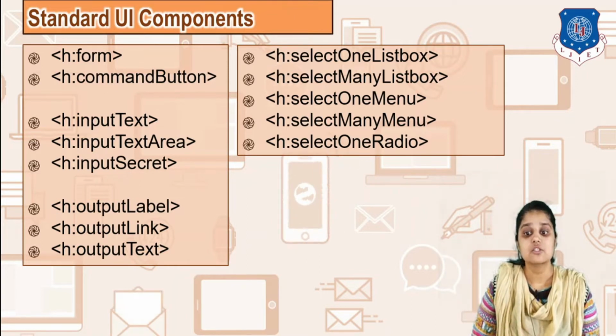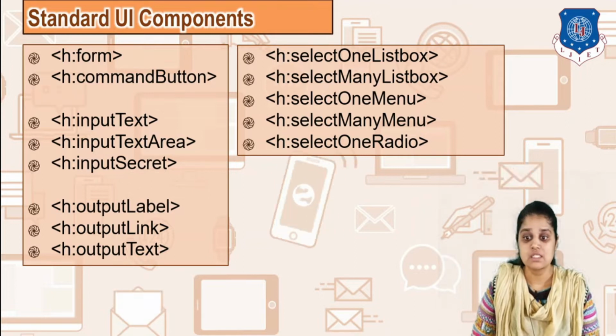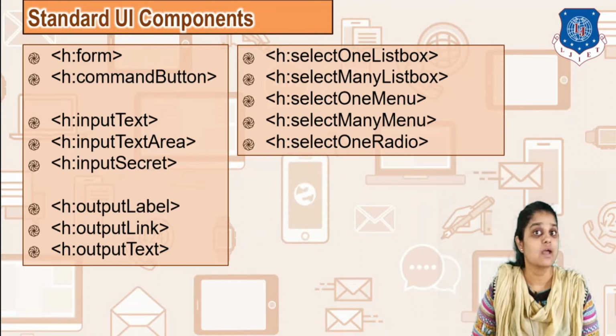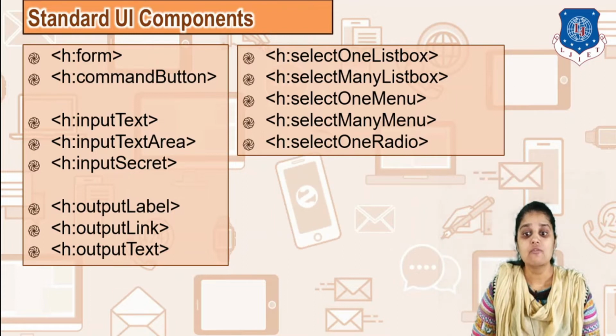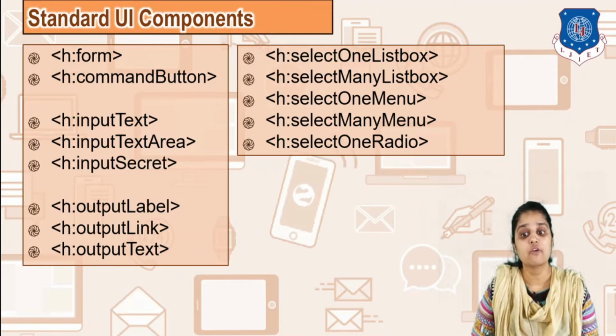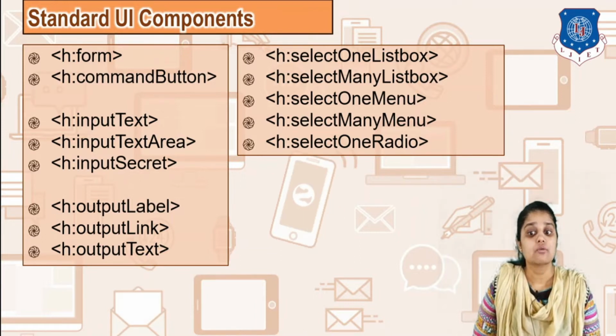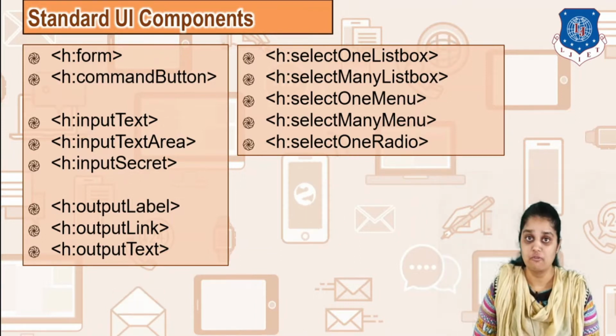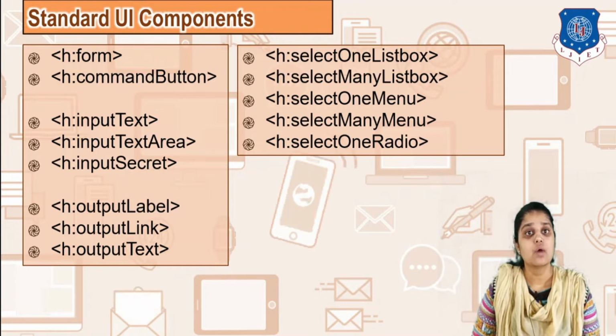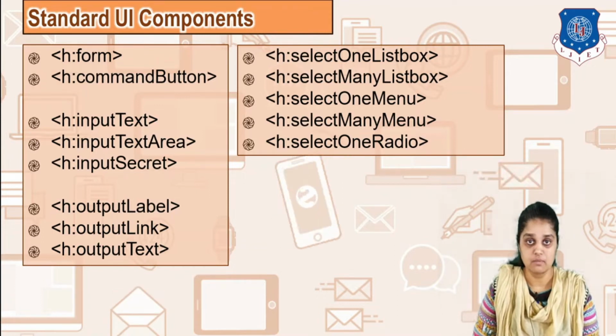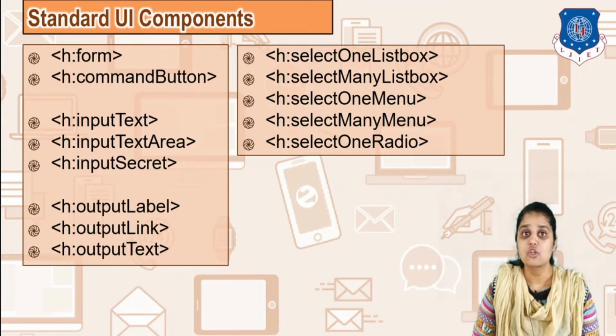Next is selecting. You can select from a list box, you can select from menus, you can select via radio buttons. So you have options here: you can select one from a list box, you can select many from a list box, you can select one from a menu, you can select many from a menu, and you can select one from a radio button. All these are the standard UI components.